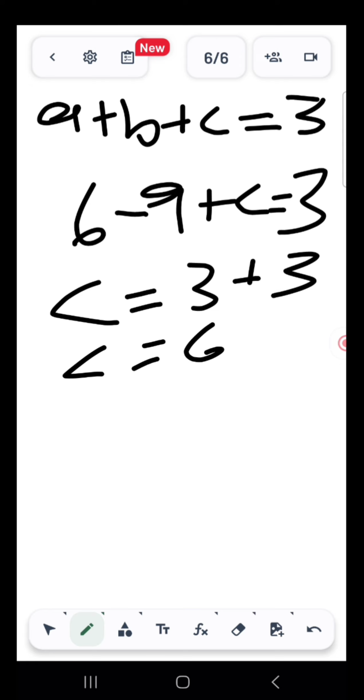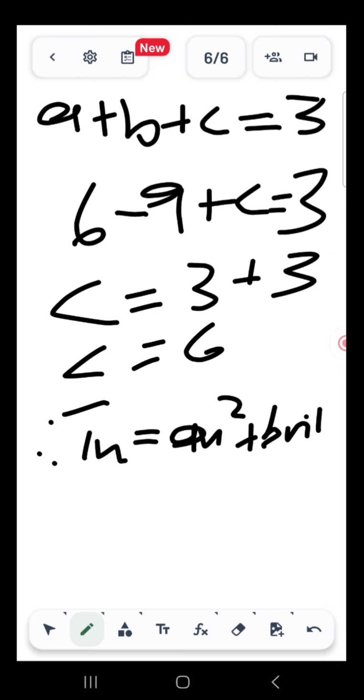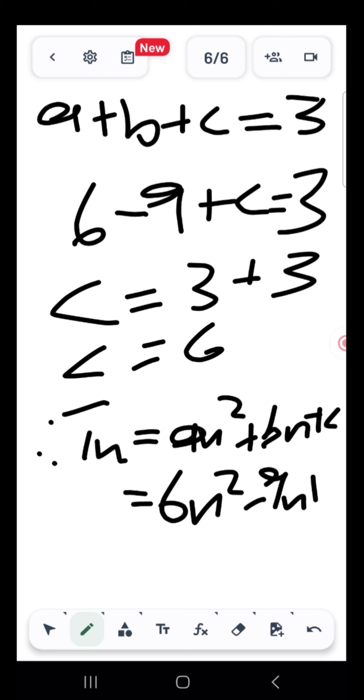You can now conclude, because remember they said you must show. So when you conclude, you say: therefore Tn will be equal to an squared plus bn plus c. We substitute: a is 6, so 6n squared, b is minus 9, so minus 9n, plus 6.